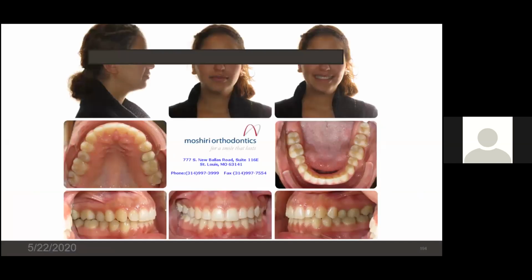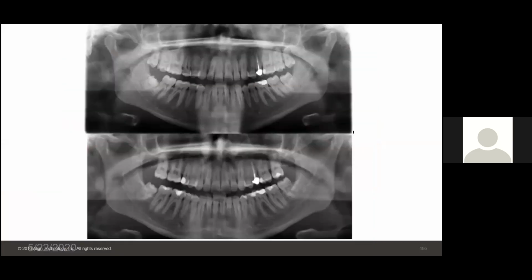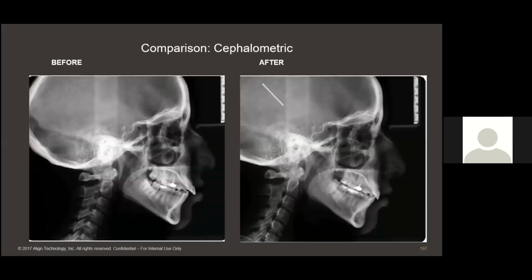So this is where she ends up finishing with her reduced protrusion. And this is pre and post treatment for her. Pre and post here, pano. And showing nice reduction of the protrusion overall.